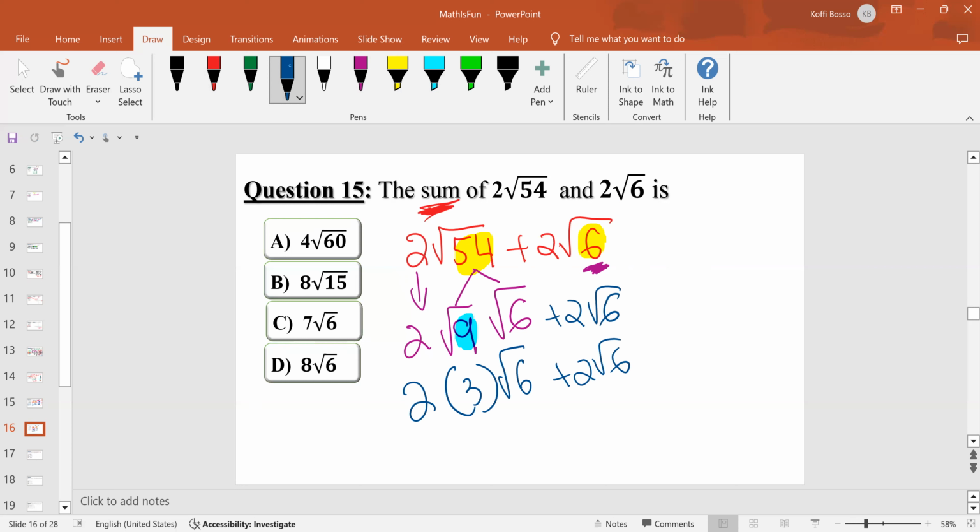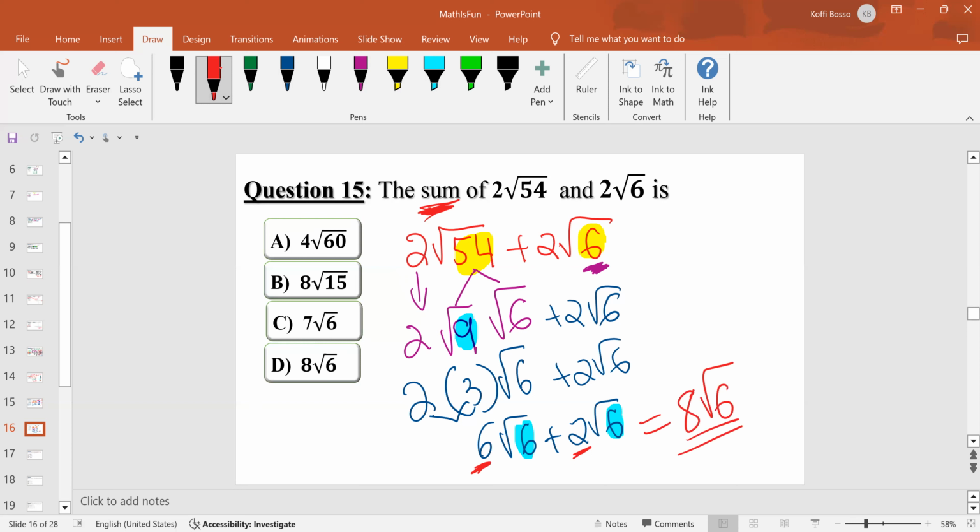Now we continue. So this is a multiplication between 2 and 3. So that gives 6 square root of 6 plus 2 square root of 6. This time, yes, they have the same radicand, correct? So we see these are like terms. So what we can do is add the outside numbers. So you're going to have 6 plus 2, which is 8, and you keep the square root of 6. The correct choice here is D.